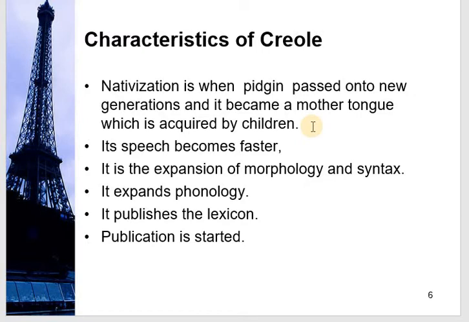It is the expansion of morphology and syntax. Syntax, the order of words in a sentence, is developed, and the internal structure of a word, called morphology, is also developed. Phonological features are established, and then Creole starts a publication system because a language has its roots with publication. Its reader, its grammar, and its dictionary make it a standard language.